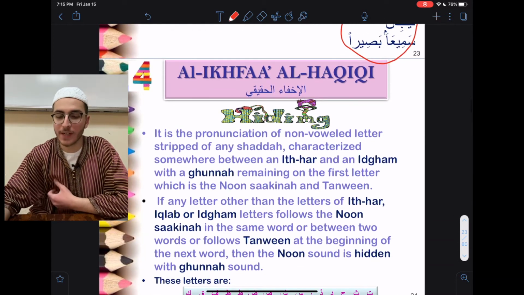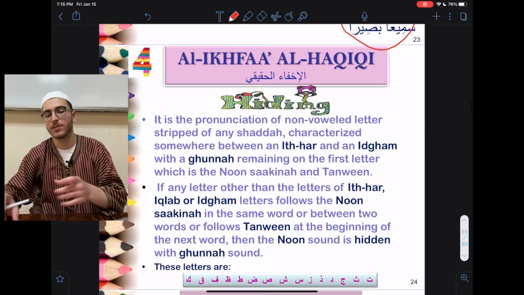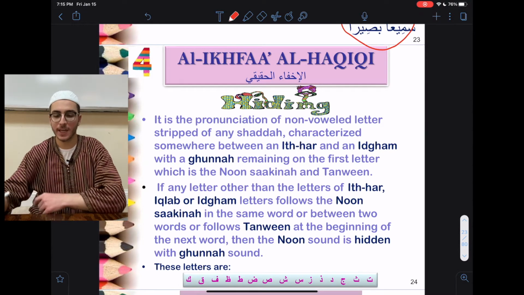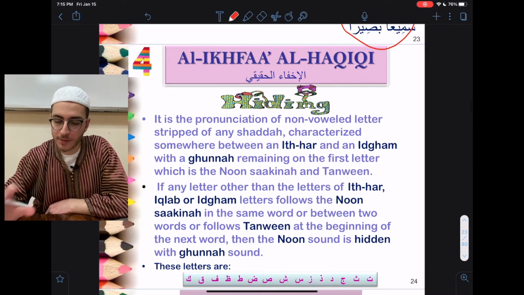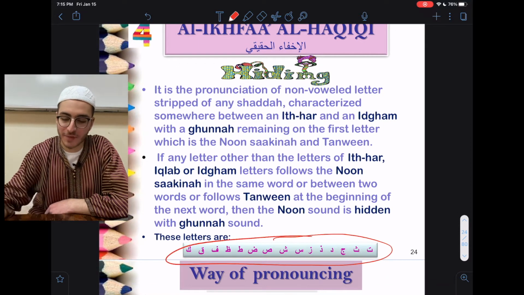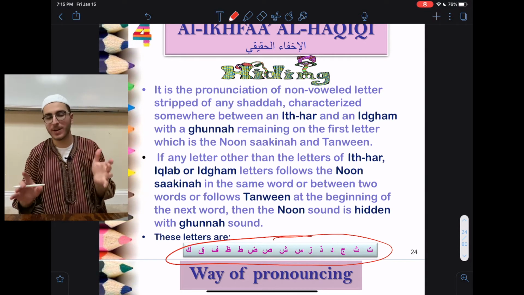Okay, and then finally, al-ikhfa. Don't worry about al-haqiqi. Those are just words to differentiate between ikhfa from noon sakin and mim sakin. So just memorize al-ikhfa. Of course, there's way too many letters for a lot of people to memorize. So again, just memorize it this way.